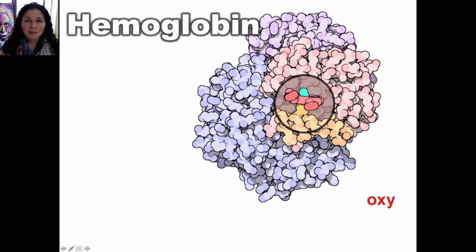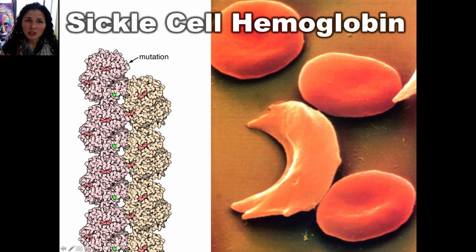When the glutamate in position 6 of hemoglobin is mutated to a valine, it changes the structure and the function of the hemoglobin. The hemoglobin can still carry oxygen, but it changes the way it behaves. It's no longer completely soluble. Here's a cartoon version of what happens when glutamate 6 is mutated to valine.